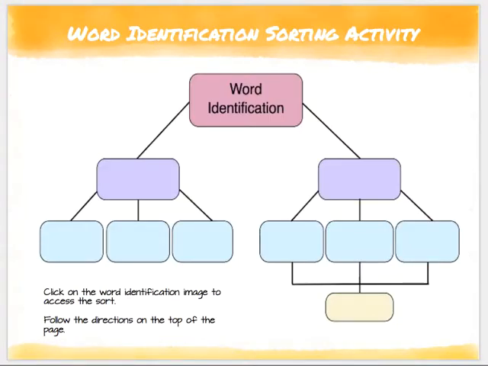Now comes the fun. Our first sorting activity this week is for the topic of word identification. On this topic, you will click here, and this will take you to a printable screen, and from that printable screen, you will do a sort. Save your sort for participation points. Then go to the next slide and check your answers. I'm going to skip that slide so you don't see them.